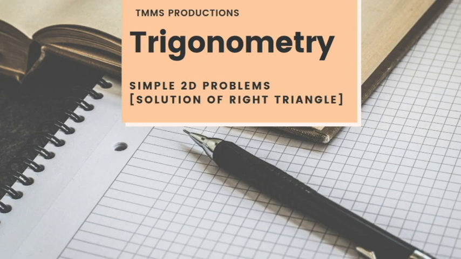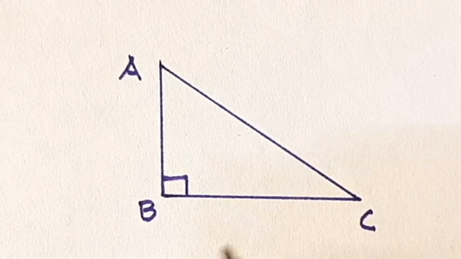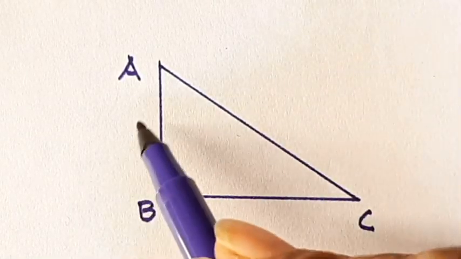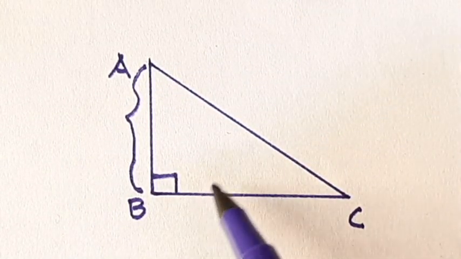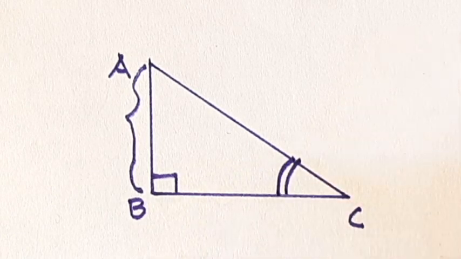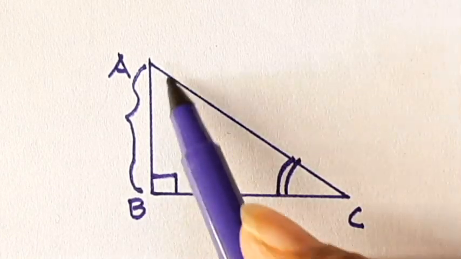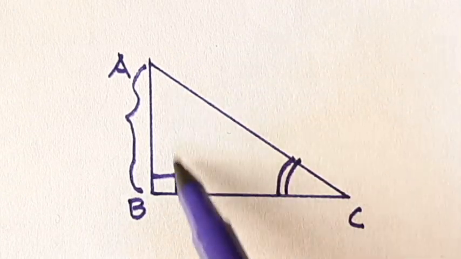Today, we are going to learn how to solve simple 2D problems, that is, solution of right triangles. This involves finding the value of unknown angles and the unknown sides of a right triangle. This means that in a right triangle, if you know side AB, and if you know angle C, one of the angles. Now a triangle has three sides and it has three angles.